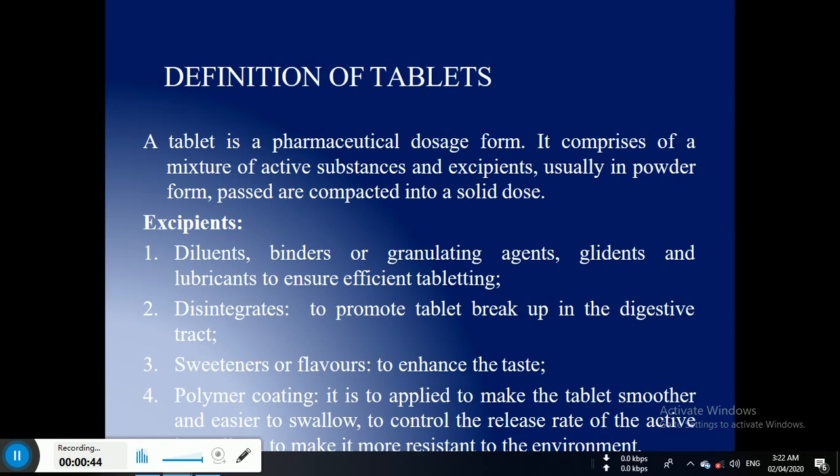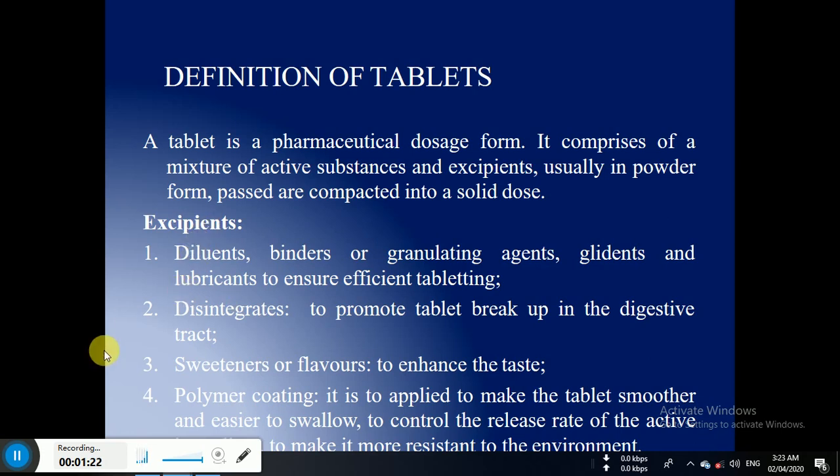So a tablet can be defined as a pharmaceutical dosage form, or you can say a tablet is a solid unit dosage form which is intended for oral administration. So this is the simple definition of the tablet. It comprises a mixture of active substances and excipients. It means that when we are going to prepare a tablet, there must be the presence of active substances and excipients, usually in powder form. First they are compacted into a solid dose.